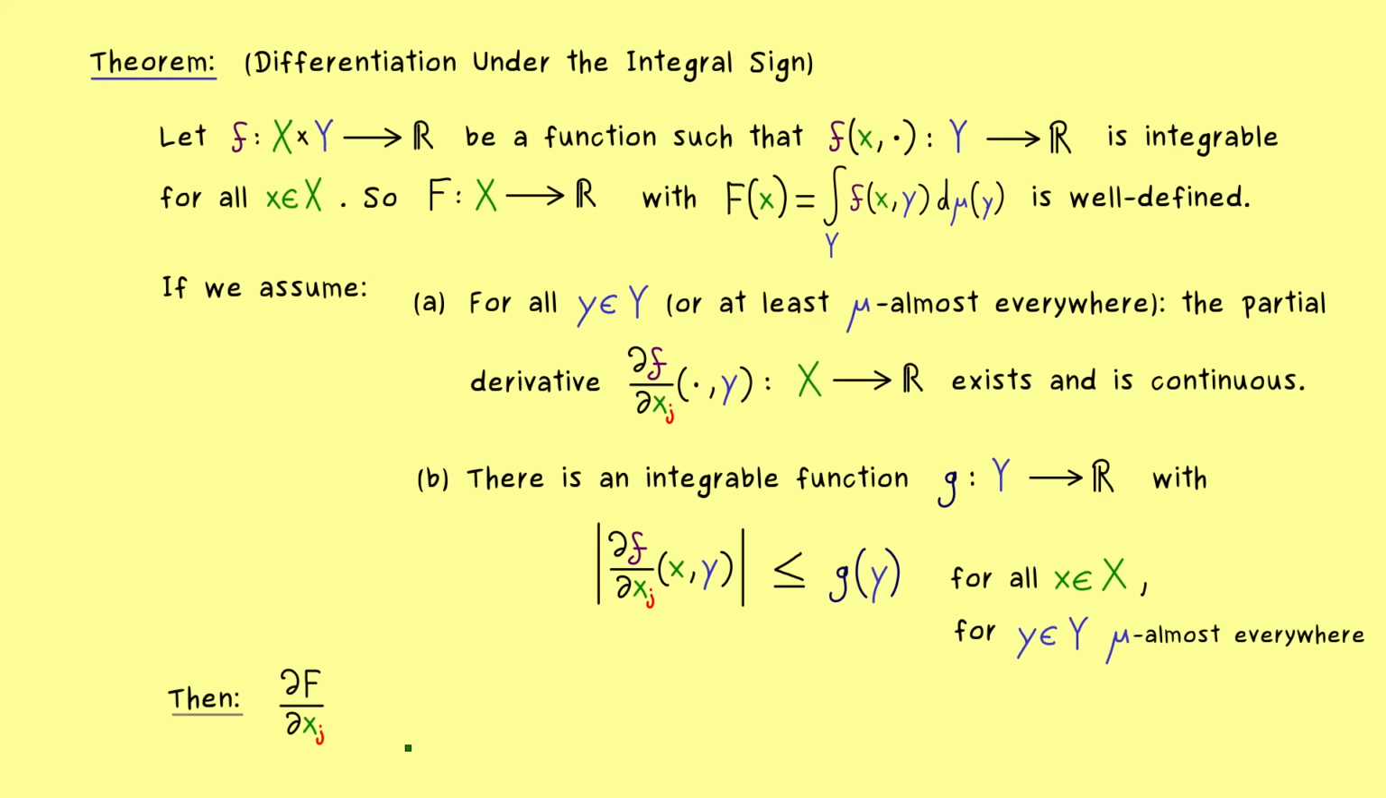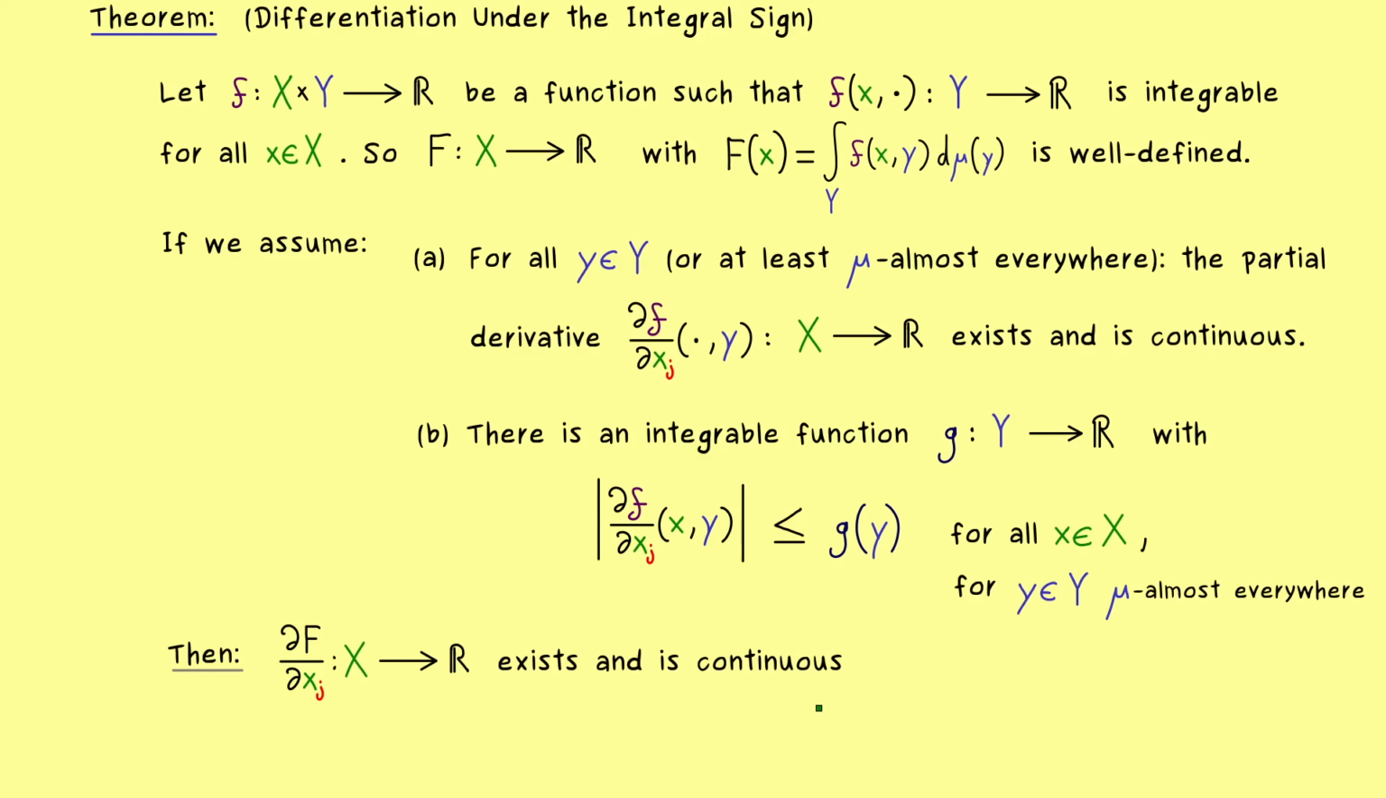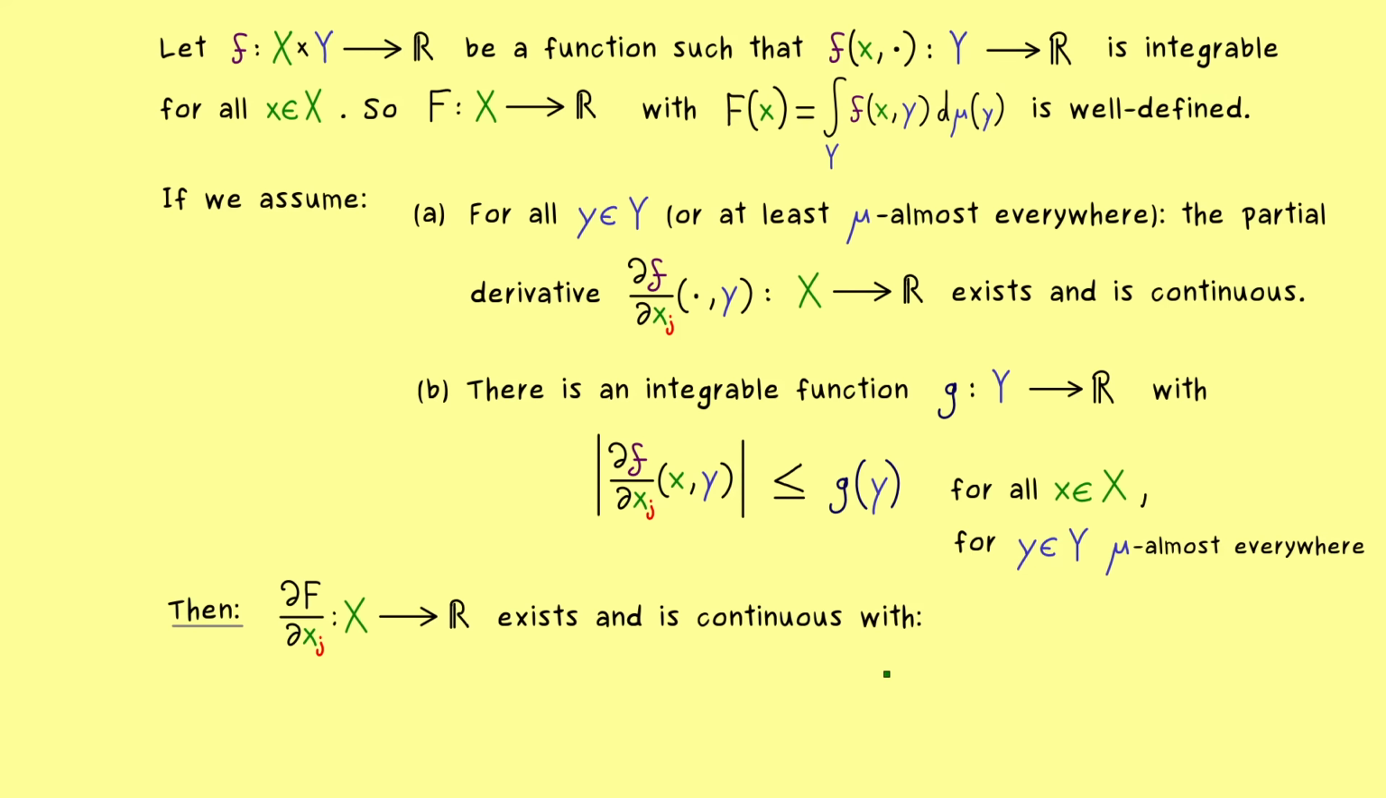And maybe not so surprising, what we get is that the partial derivative of capital F also exists. And moreover, we can also see it as a map from x to R, and then it's also a continuous function. And as you might expect, we also get the formula that we can push the partial derivative into the integral. In other words, the value of the partial derivative of capital F is given by an integration.